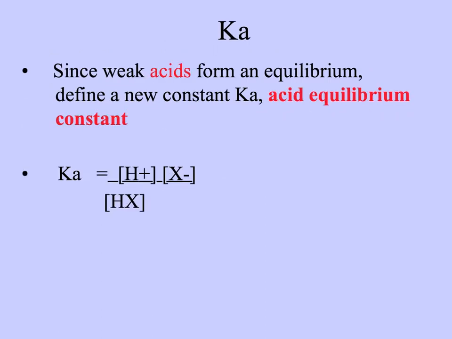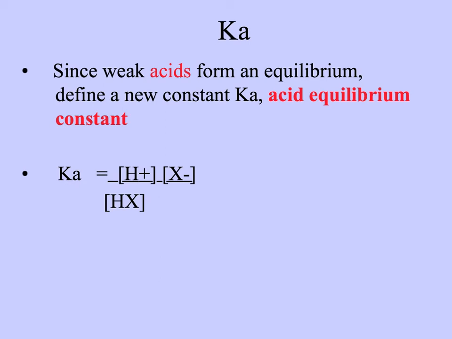Since we have a double-headed arrow for weak acids, that means we can have equilibrium. That is where we get this variable here, Ka: the capital K for the equilibrium constant and a little a for acid. If we were doing this for a weak base, instead of Ka we would use Kb, B for base.